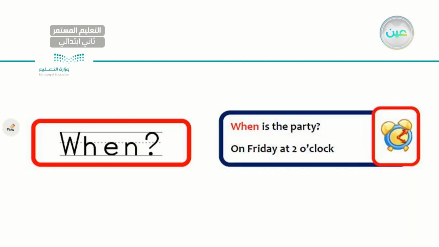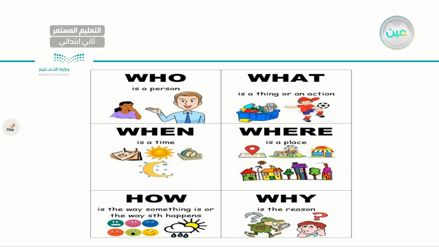Okay? And for the last one, I have when. When is the party? When do you go to school? I need a time here. A day, a time, a week, maybe a year. On Friday at 2 o'clock. Okay? So I use when whenever I want to know about the time.